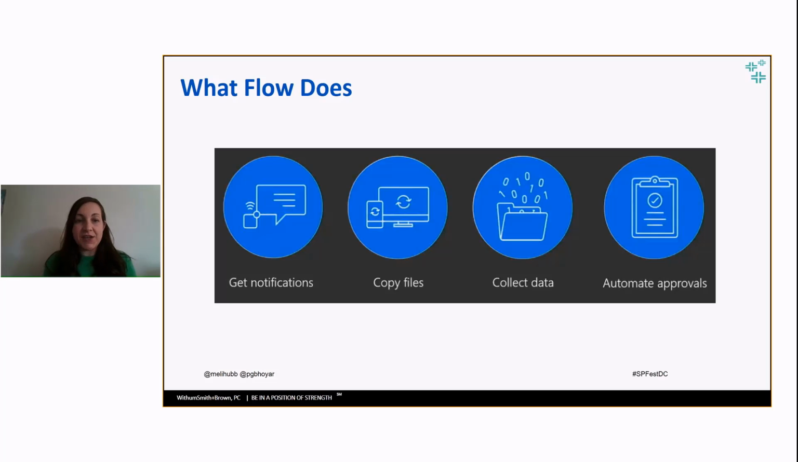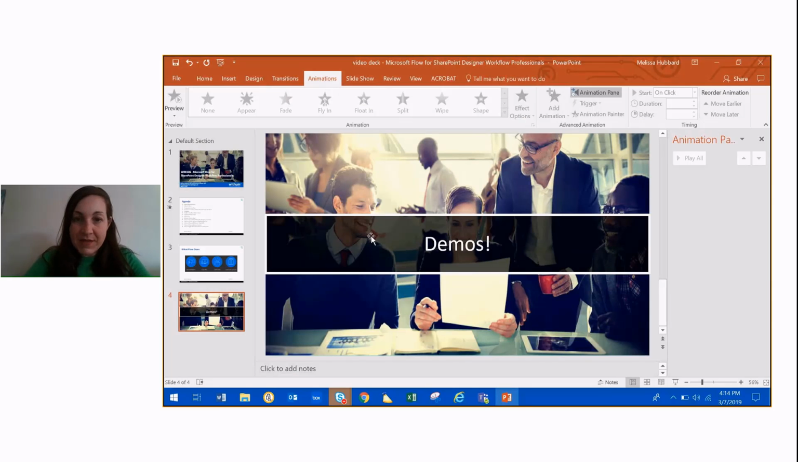So a lot of these action words that you will see when you're using Flow are notifications, copying files, collecting data or updating data, and automating approvals. And we know that it's one thing to just look at a slide deck and learn about Flow, but we really want to focus on demos. So if you like demos and you want to see something real life and done step by step, that's what we will be doing. I'd like to right now just give you a quick taste of a demo. So I'm going to cut over to my screen.